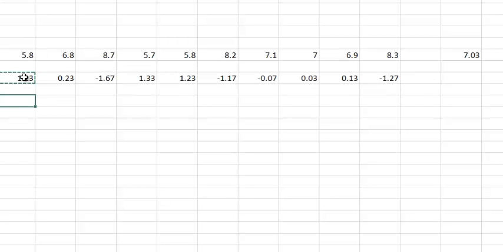I'm sorry, the opposite. I'm going to take whatever's in this box, minus 7.03. Either one is fine. It wouldn't matter in terms of the result, but I'm going to do it this way. I think that's a little bit more intuitive in terms of how it comes out. So over here we've got 1.23 below the mean, all the way to 8.3, which is 1.27 above the mean. Then we take the squares of all numbers.